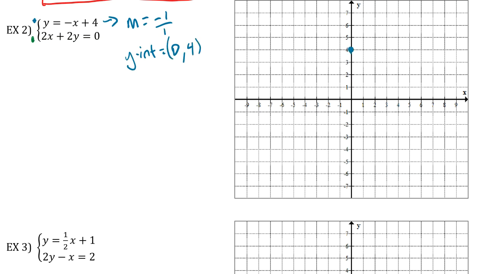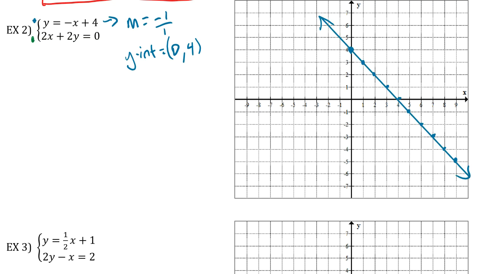So we start up at 4. Then we go down 1 over 1, over and over, getting our line. Then we can just draw our line through these points. So that's our first one done.